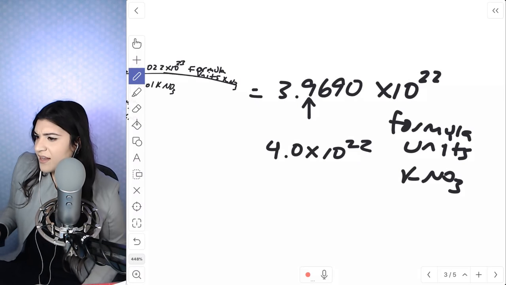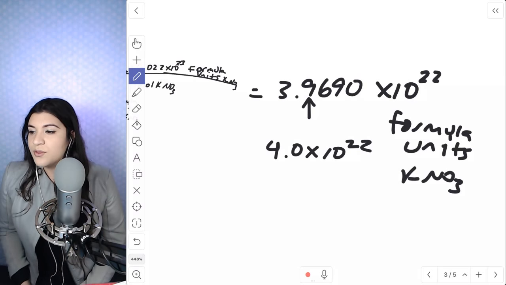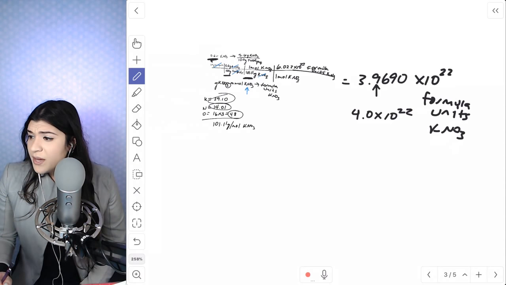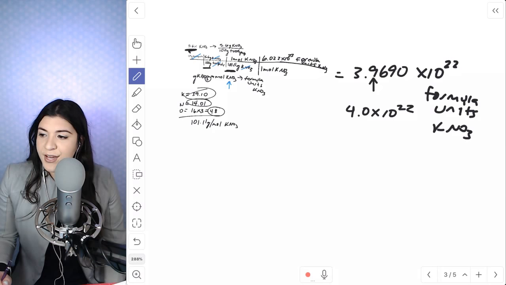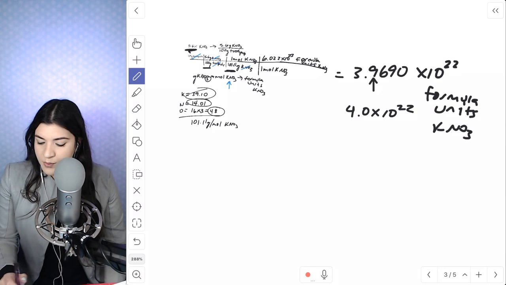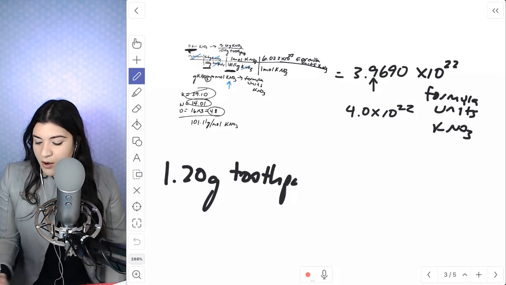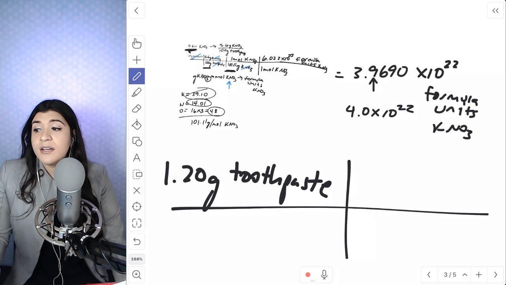And then let's see if I can get to any more of those questions here. So that would at least be the first one. But for the next one, I'll show you how to set it up. How many grams of sodium ion are in 1.20 grams of toothpaste? So we'll start off with that 1.20 grams of toothpaste. And then we're going to make our way again. This is now saying of sodium. So the same sort of concept here is what you're going to do.